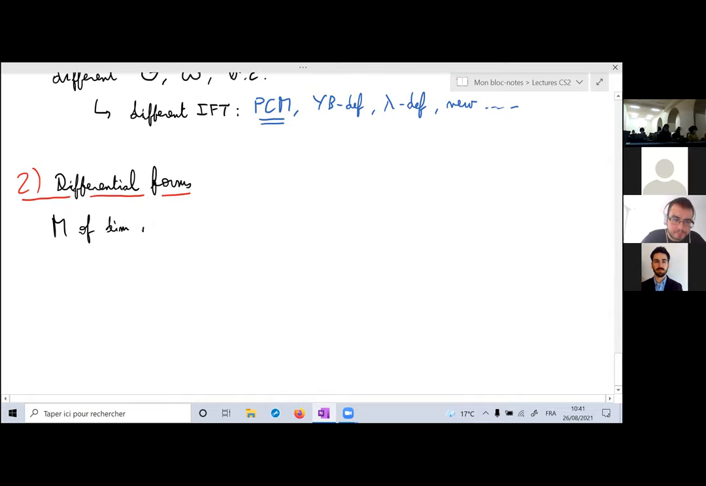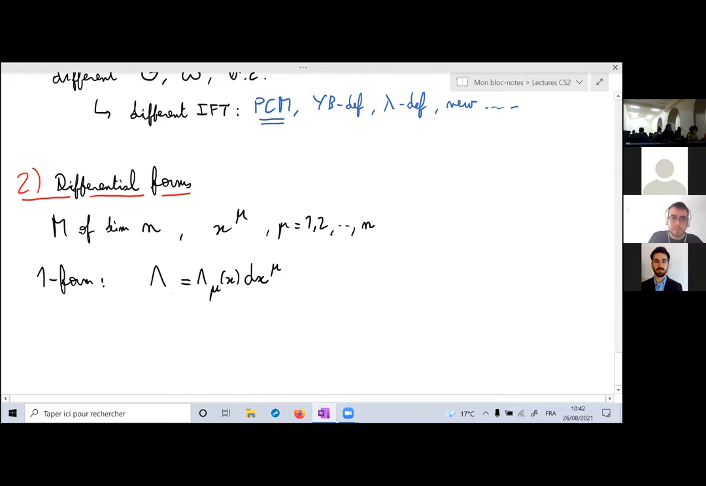of dimension N, with coordinates x^mu, going from 1 to N. And if I consider forms on M, for instance one-forms, what they look like is, if I take a one-form lambda, I expand it in the basis of one-forms, which are the dx^mu. And in front of them, I have some components lambda_mu, depending on the index mu, which are then functions of x. In particular, the one-forms depend on N components lambda_mu.